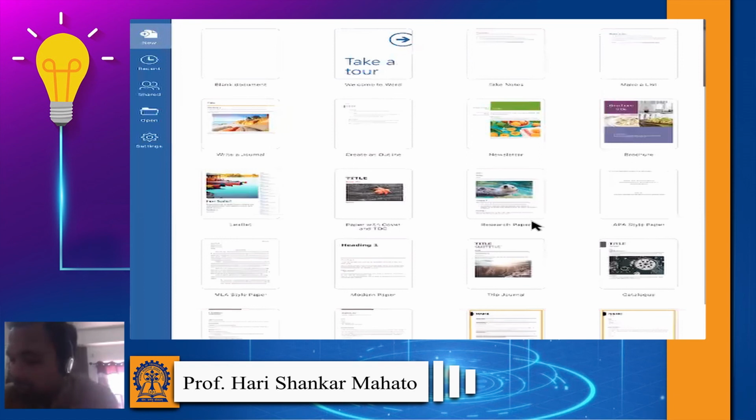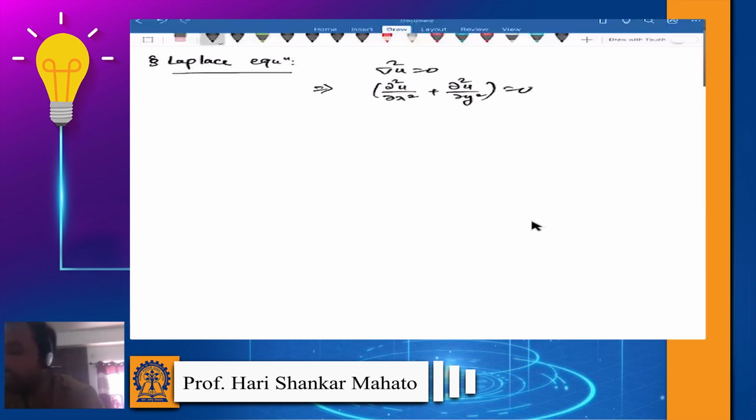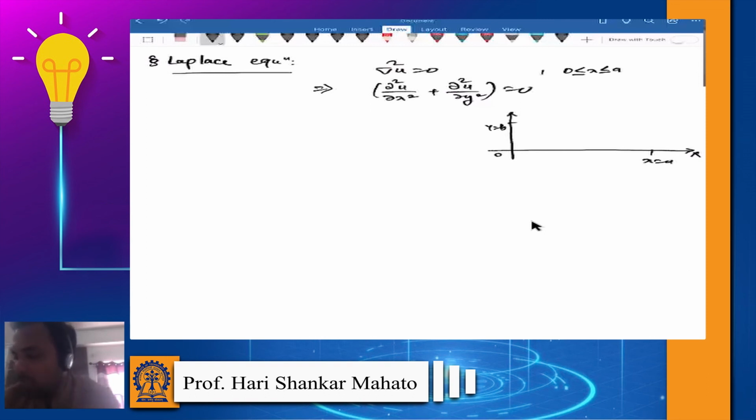Now we are going to talk about boundary conditions or initial conditions that we can impose on the Laplace equation. As obvious, we have the Laplace equation as the Laplacian of u, or nabla squared u, equals 0. In two-dimensional geometry, it becomes del squared u by del x squared plus del squared u by del y squared equals 0. Of course this is a steady state temperature distribution case. Suppose we are in a situation of this type: here we have x equals a, and here y equals b. So 0 ≤ x ≤ a and 0 ≤ y ≤ b. That's the given domain.